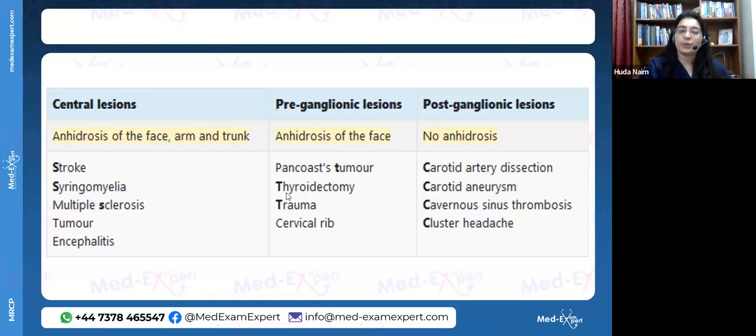Okay. So that is why it was carotid artery dissection. So very, very important to remember this table. It would really help you to narrow down where the lesion is located. Okay.